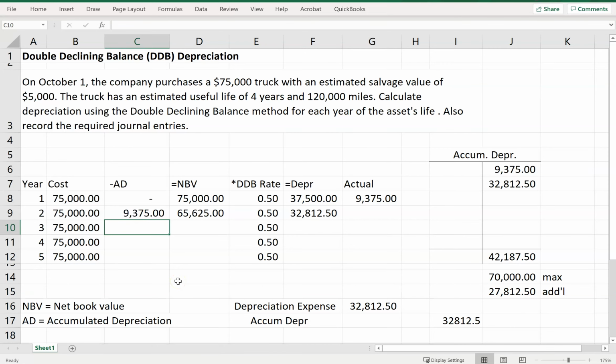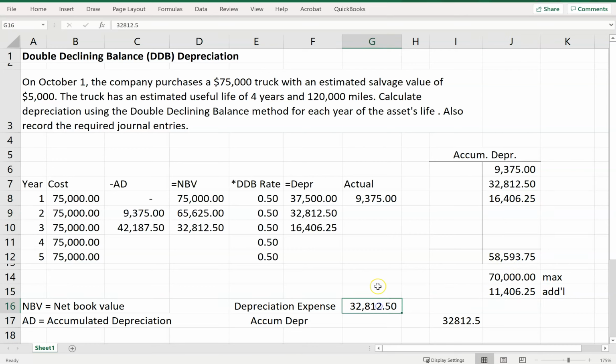Okay, year 3. So cost is $75,000 minus accumulated, which is now $42,187.50. Net book value is the difference, $32,812.50. So we're going to take net book value times our DDB rate. That gives us $16,406.25. We just want to make sure that still is working, and it will, because we can hold another $27,000. So $16,406.25 is fine. It's not above our max. So our journal entry for this year will be debit depreciation expense for $16,406.25, credit accumulated depreciation for $16,406.25.